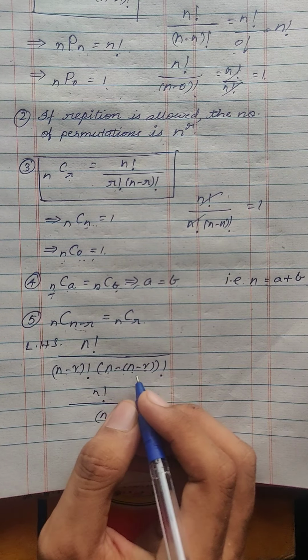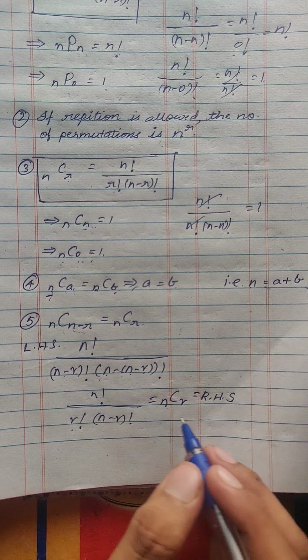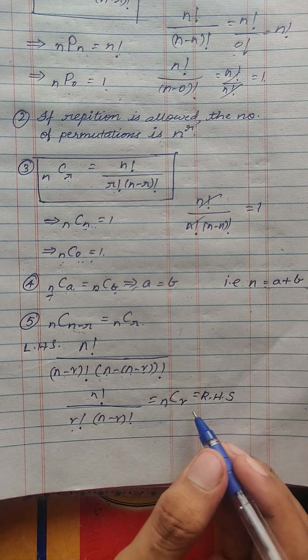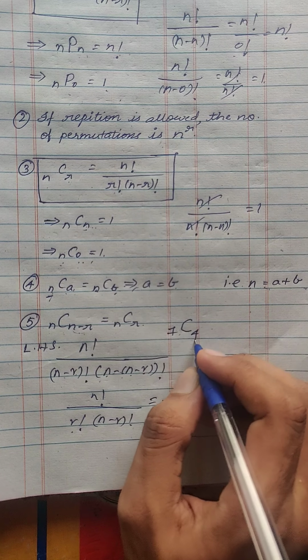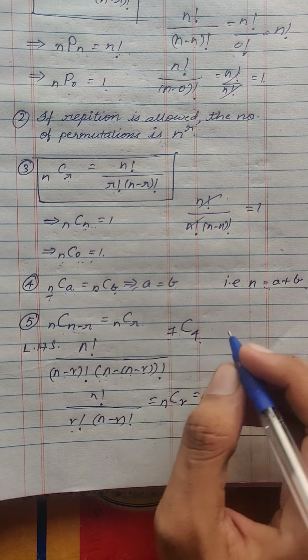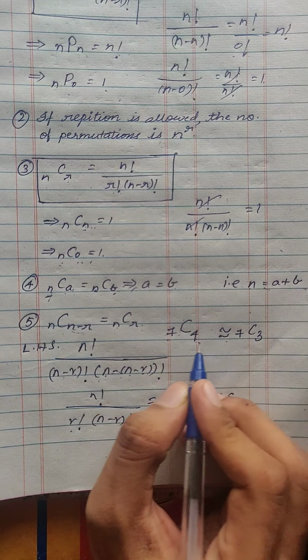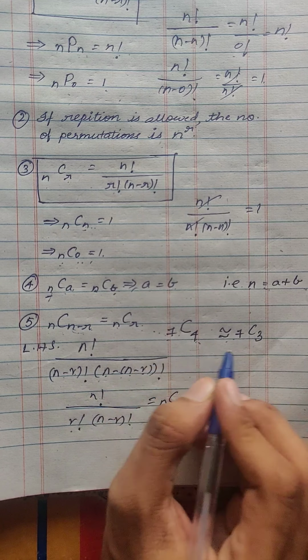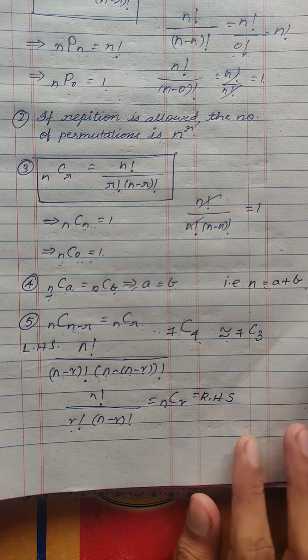I hope you can understand this small proof that I have given. So n factorial by r factorial into (n minus r) the whole factorial will be equal to nCr, which is equal to RHS. So how to understand this? For example, if they have given in the question 7C4, then 7C4 is actually equal to 7C3, which means nCr equals nC(n minus r). So nCr equals nC(n minus r), 7 minus 4 is 3. I hope you can understand this logic. So this is also used in certain problems which we'll be discussing.